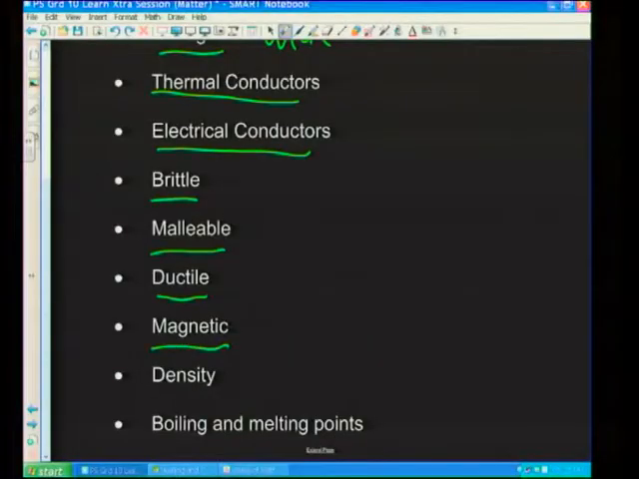So if we take a closer look, you're very familiar with wire. It's thin, it can be bent. Not all substances can be made into wire, but this copper metal is a very good example of something that is ductile. And then we have something that is magnetic.